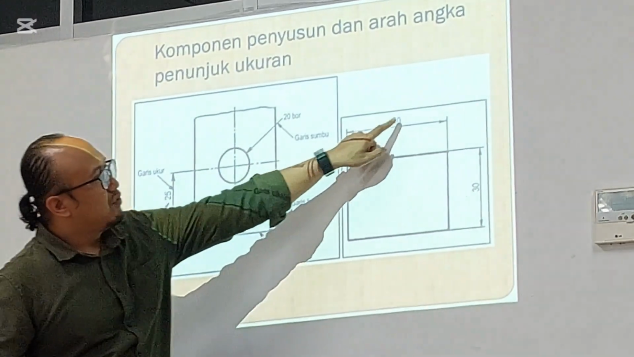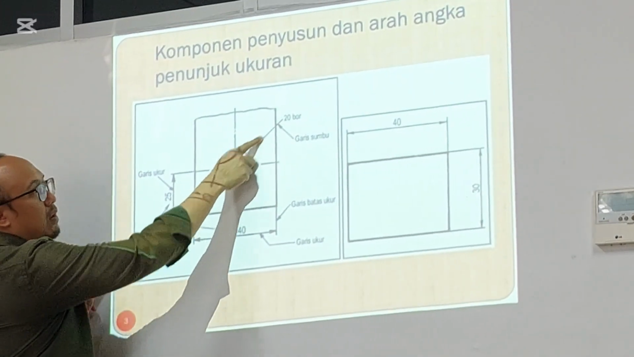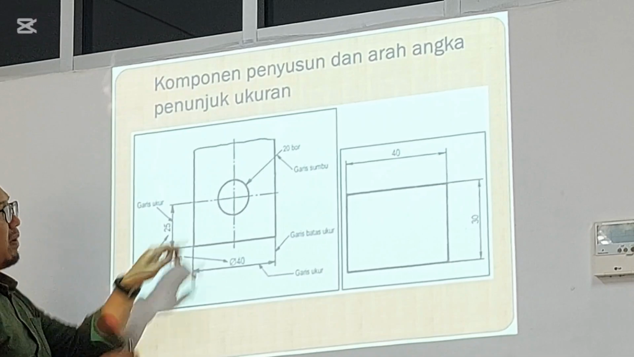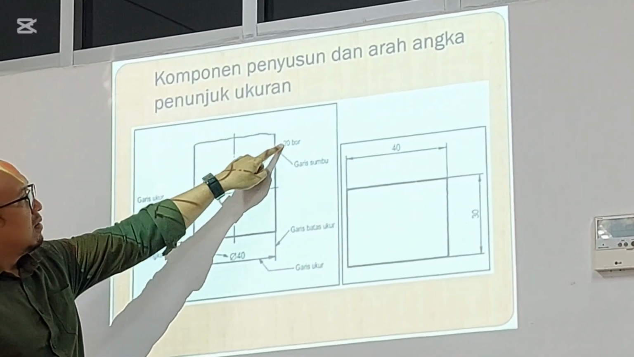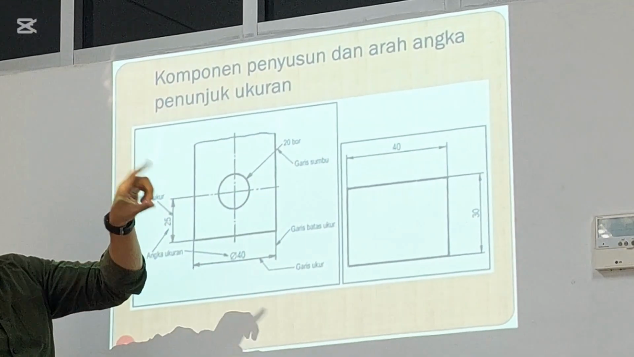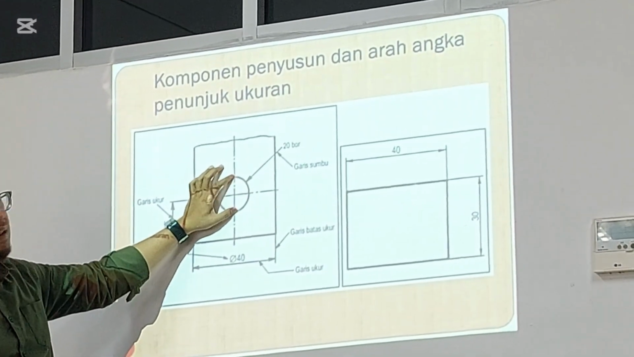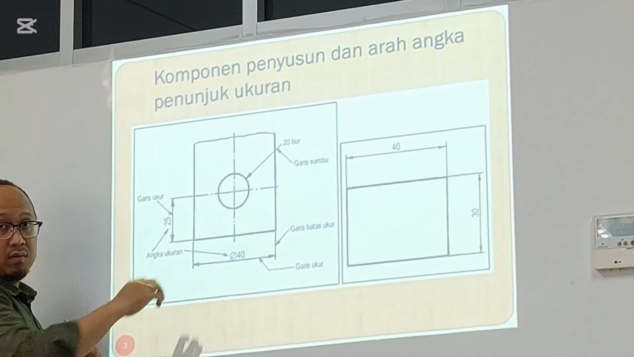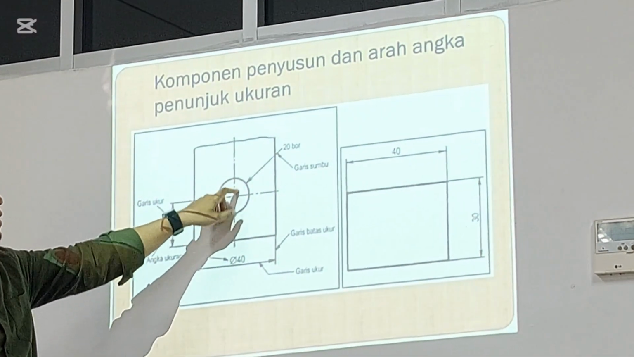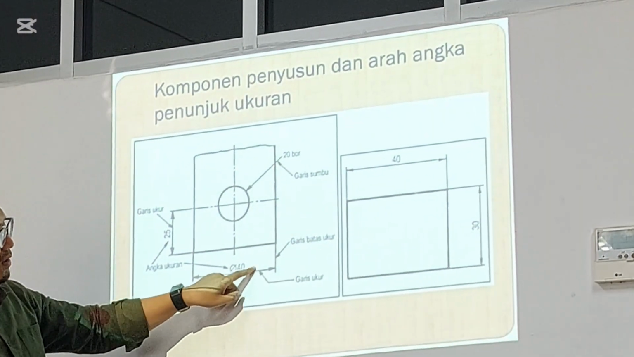And besides this type of dimension, we can also use other types. For example, for this one, you can use a special arrow to give the information of this hole. For example, 20 bore. It means that this hole has a diameter of 20, and you must make the hole using a bore tool or drilling tool. So you can give some information here, or like this, using a special arrow.